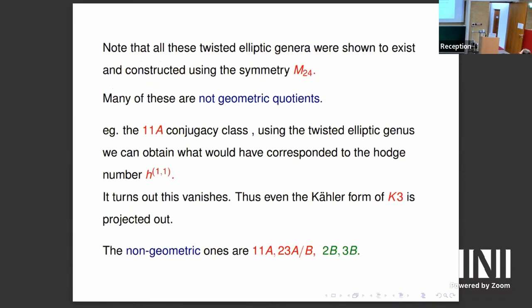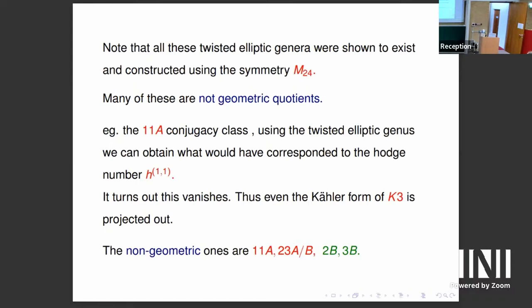Now, as we discussed before, many of these are not geometric quotients, especially the non-green ones. They're not geometric quotients. For instance, the 11, which I explained, the Kähler form is projected out, and these are the non-geometric ones. So all of them are not geometric, but the green ones are.